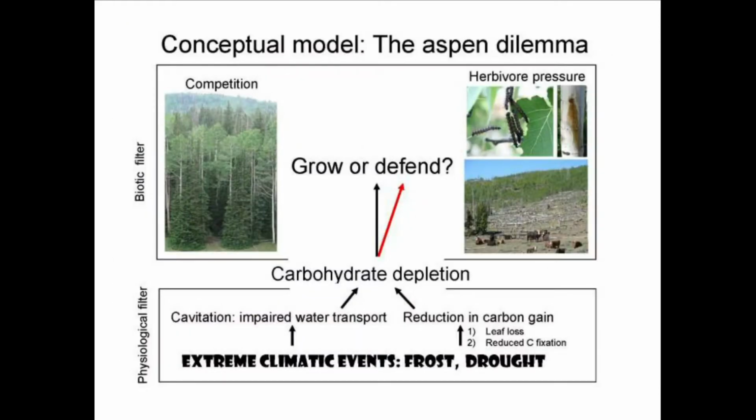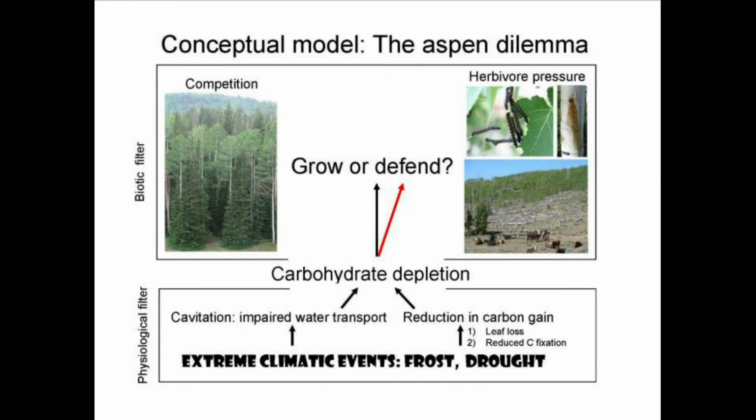So back to our model. What we do show is these frost events do lead to massive leaf loss. And there is carbon that's lost, so the potential for carbohydrate depletion is there. Cavitation, I do think, plays a major role. So I think we're looking, under these conditions of extreme climatic events, at less carbohydrates to work with as you go into this dilemma right here.